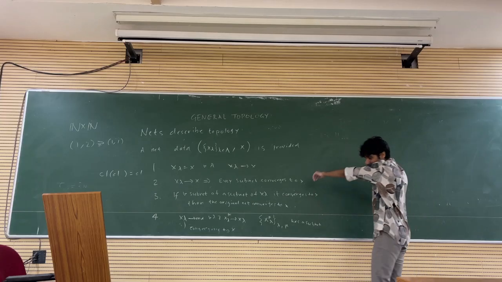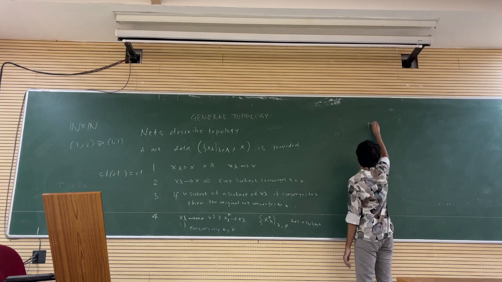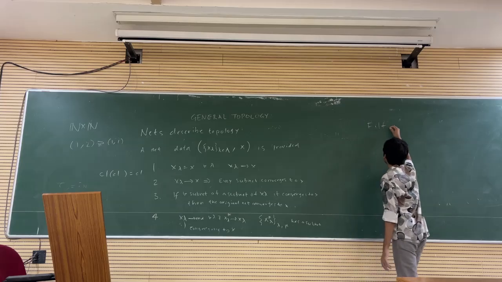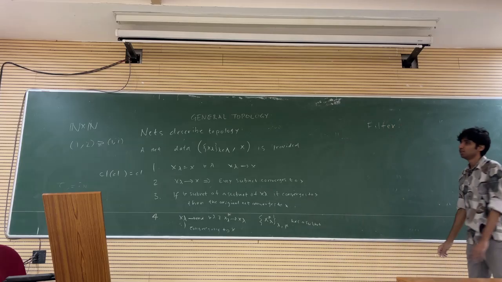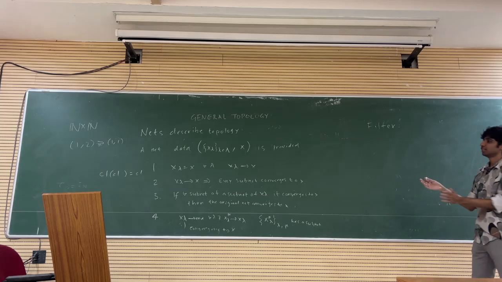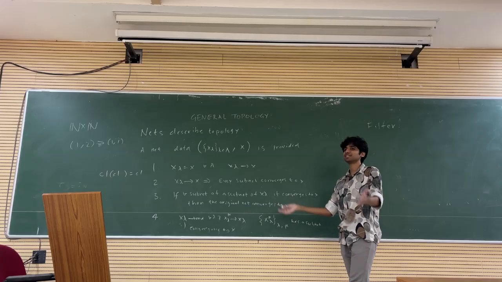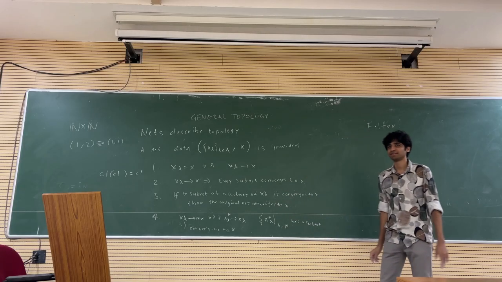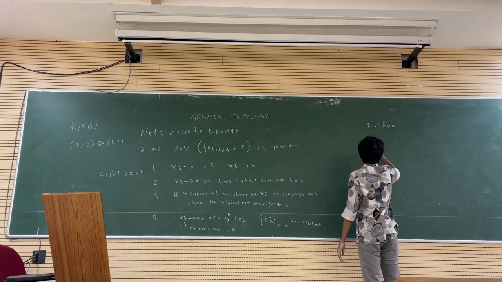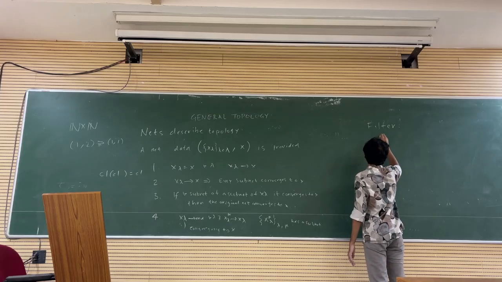Cartan defines something called a filter. Filter. What is a filter? You already know an example of a filter. A neighborhood system is an example of a filter. I'll define what it is. So a collection of subsets.